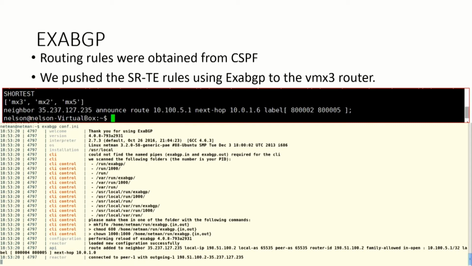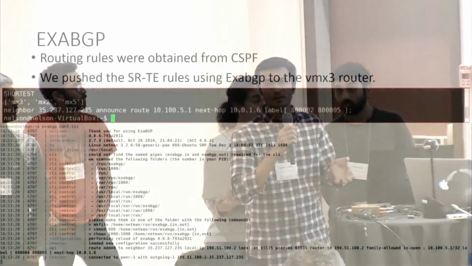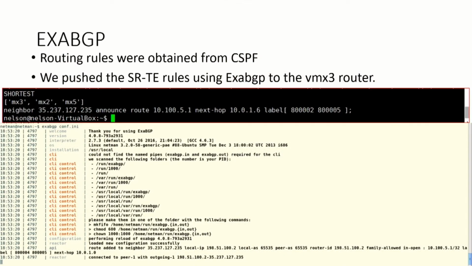For XRBGP, we actually spent a lot of time just trying to get the XRBGP session up between the VM, which was hosting the scripts, and the router MX3. As you can see from our CSPF algorithm, we were able to generate the string, which is actually the labeled unicast route, which gets pushed onto the routers. That's there on the first screenshot. And the next screenshot explains the route which was pushed.